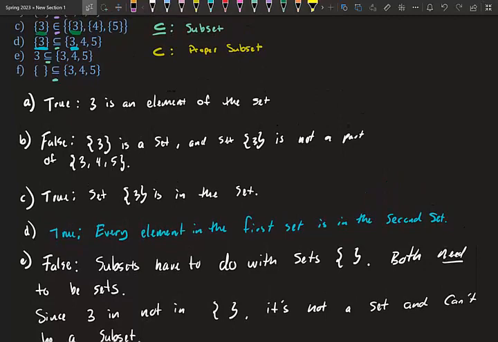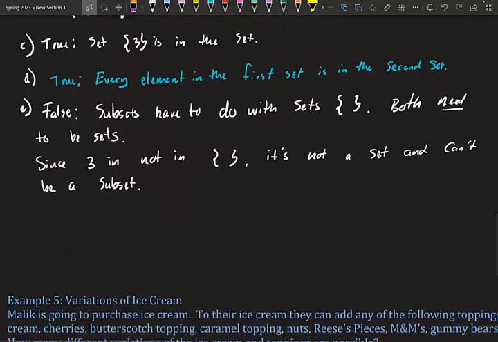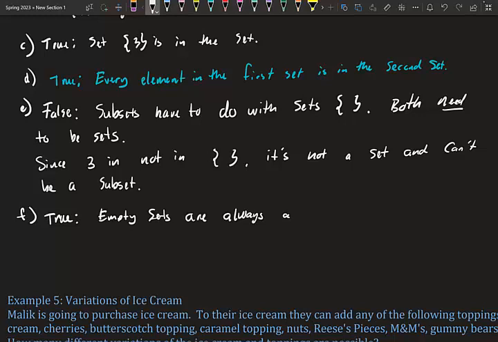Alrighty, part F. We actually just learned that in the previous example. Do we have an empty set in set 3, 4, 5? So is an empty set a subset of set 3, 4, 5? Yes, that's true. We just learned that. So that's true because empty sets are always a subset of every set.